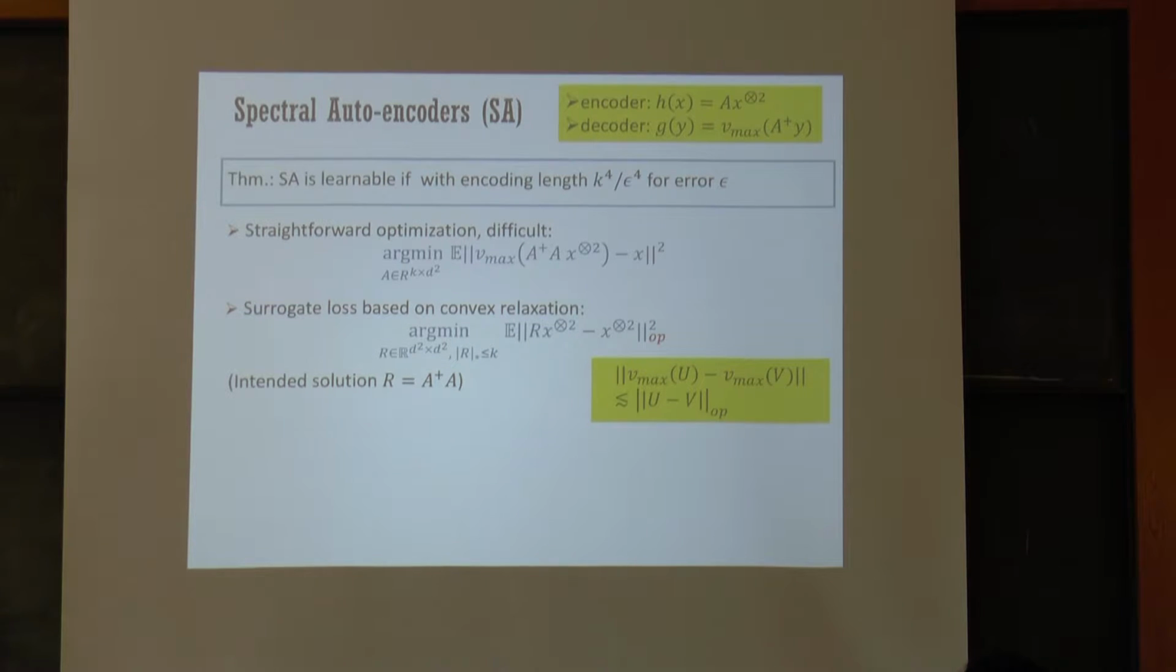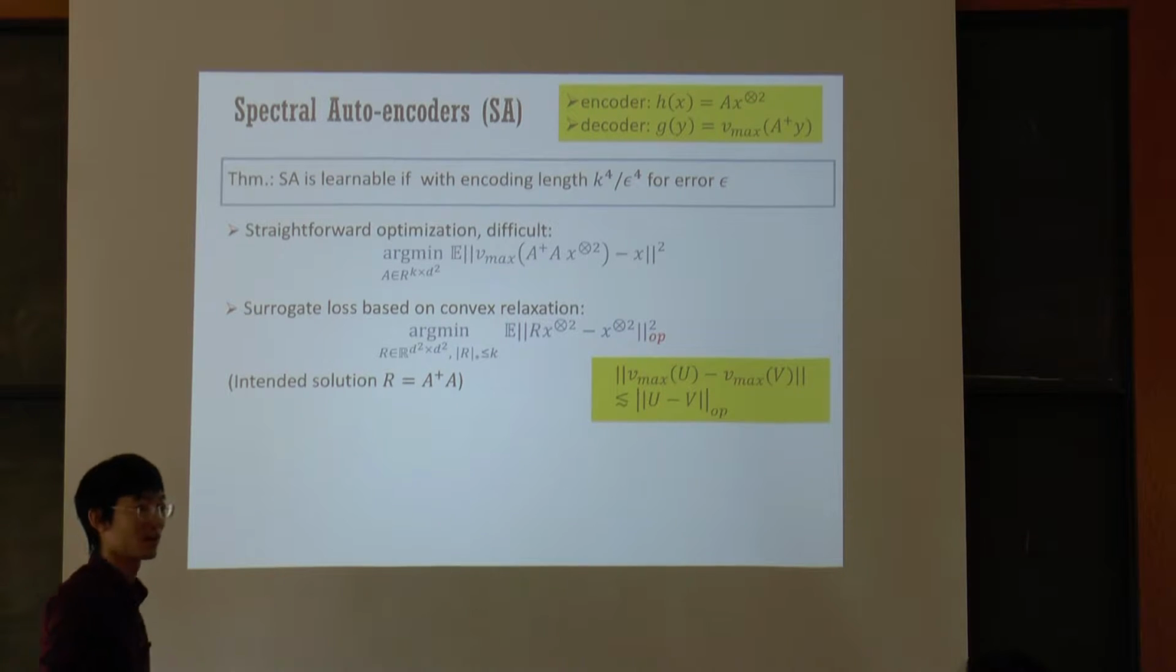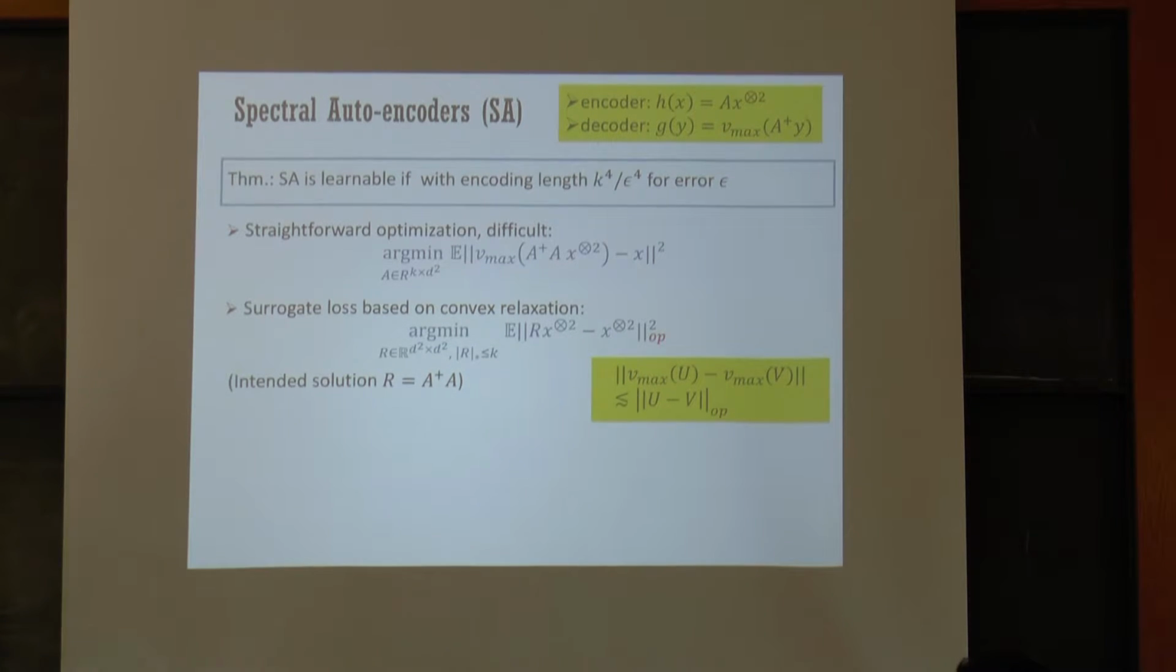And going back to Pravesh's question, if we do kernel PCA, then this will be the Frobenius norm, because you want to reconstruct x to the tensor power 2 with Frobenius norm. And again, the intended solution is R equals A pseudo inverse times A. Can you explain why this is a good loss?